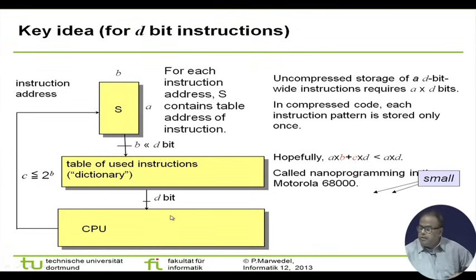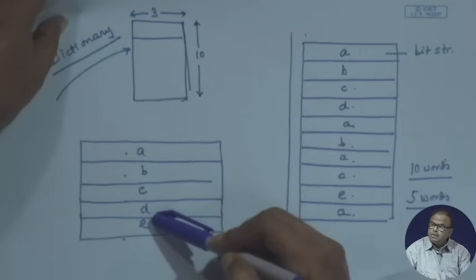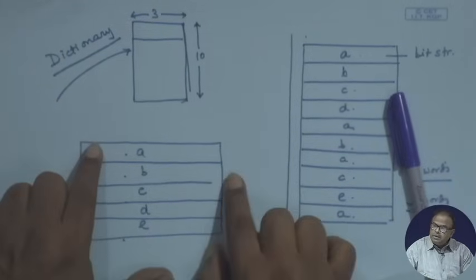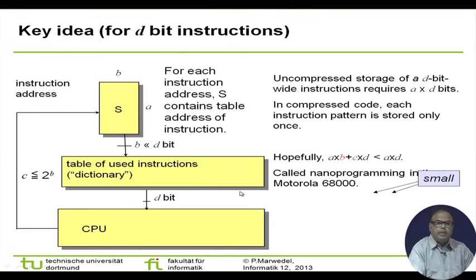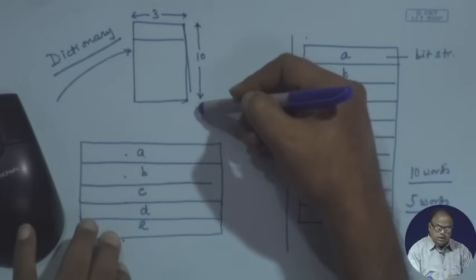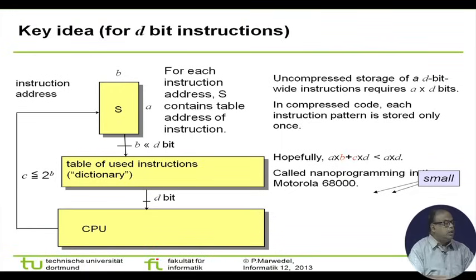Ultimately, any of these instructions will be executed, and they are quite wide, they are d bits. Now, here I have my dictionary, where I have b bits, just like here I had 3 bits and the depth was 10. So, here also I have a addresses, a instructions, each of 3 bits.